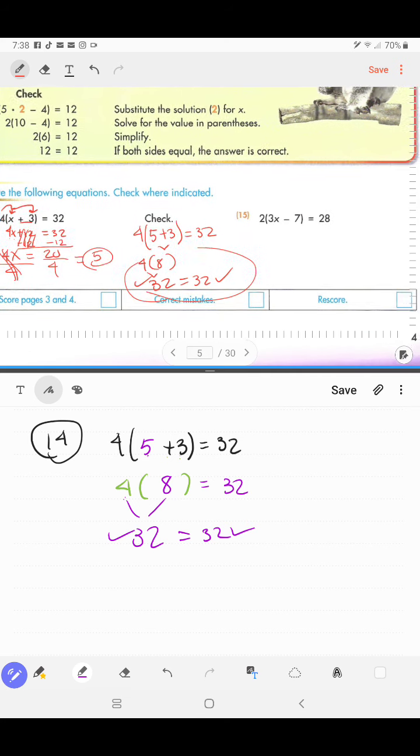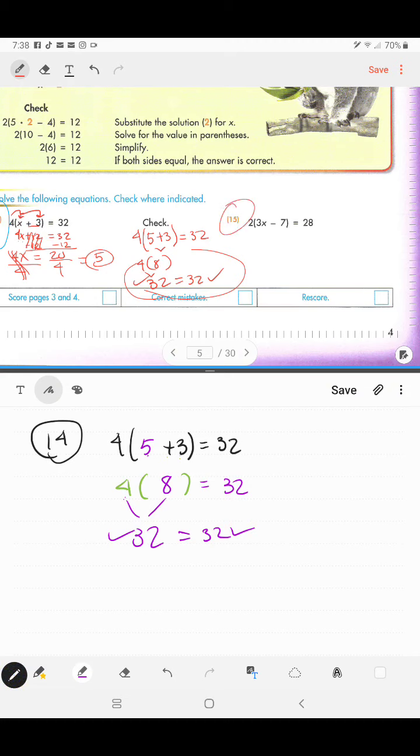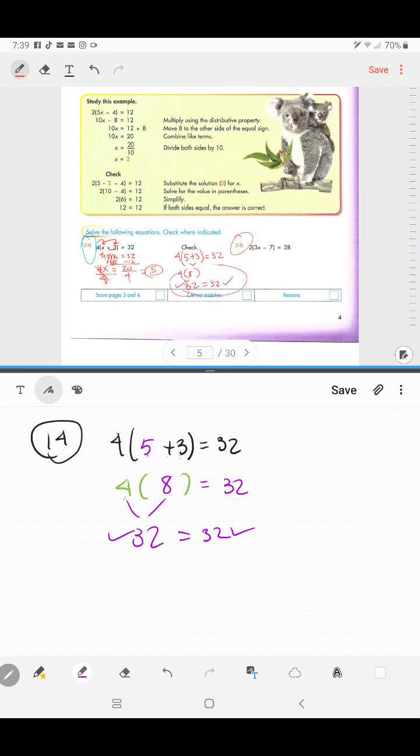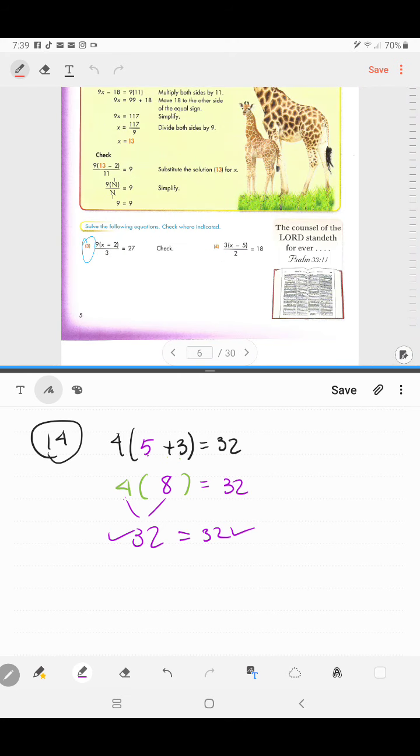Okay. So you guys do this one, but you don't have to check the answer because it doesn't say check here. So just solve for x for that one.